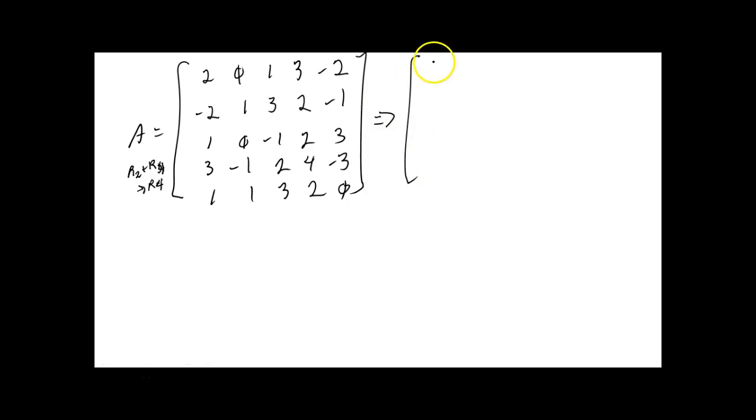leave row 1 alone, 2, 0, 1, 3, negative 2. I hope that's right. Yeah, looks like it is. Okay? Leave row 2 alone, negative 2, 1, 3, 2, negative 1. And leave row 3 alone, 1, 0, negative 1, 2, 3.